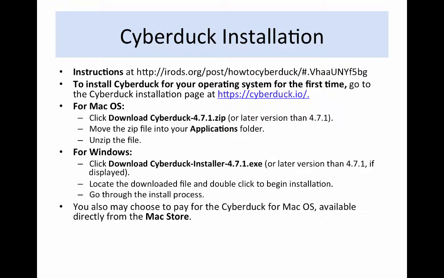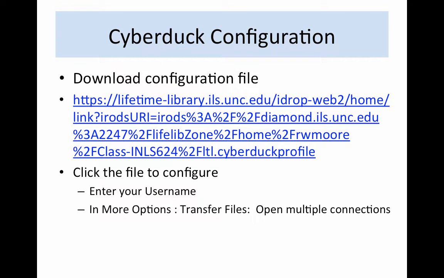For the Windows operating system, click Download Cyberduck-installer-4.7.1.exe or a later version. Locate the downloaded file and double-click to begin installation. Follow the install process. Cyberduck can be purchased from the Mac Store for the Mac operating system if you so desire. A Cyberduck configuration file has to be installed to connect to the iRODS data grid.